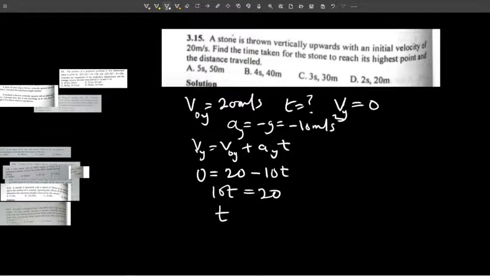So what can we use? We can use the formula v equals u plus at, that is v equals v naught plus at. I'm putting y because it's on the y axis. So let's solve. This is 0, so 0 equals 20 minus 10t. So 10t will be equal to 20 and my t will be equal to 2 seconds. So our answer here is D.